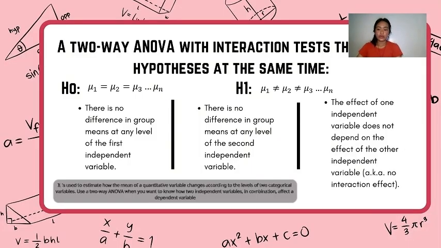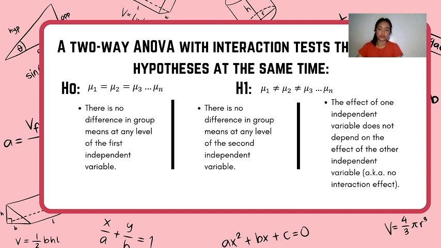So the two-way ANOVA tests three null hypotheses at the same time. First, there is no difference in group means at any level of the first independent variable. Second, there is no significant difference in group means at any level of the second independent variable. And third, the effect of one independent variable does not depend on the effect of the other independent variable, or there is no interaction.